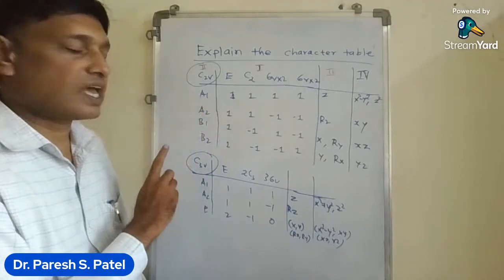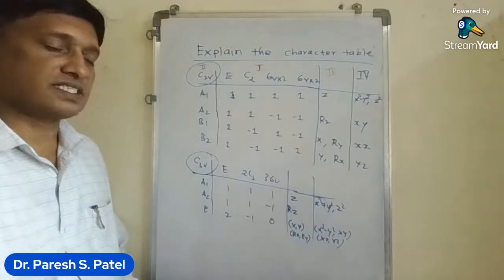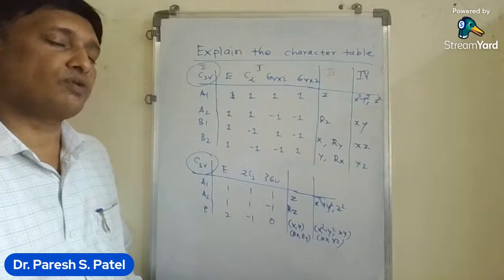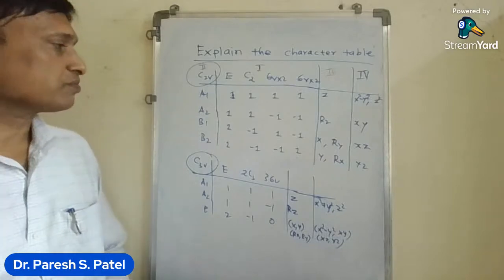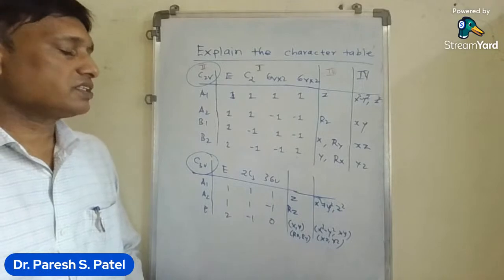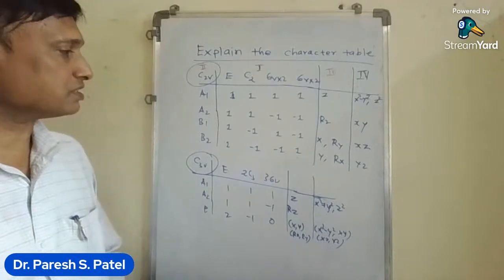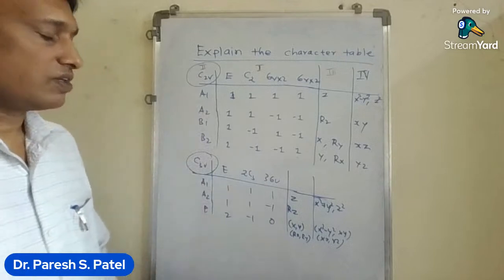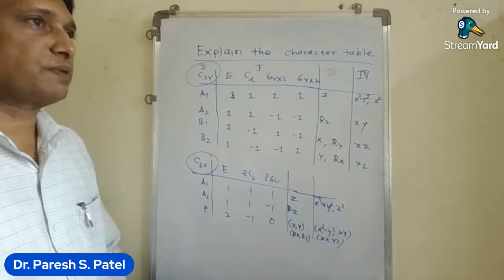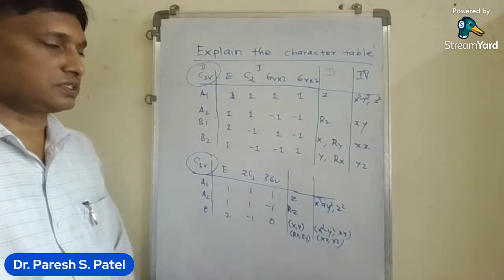If the dimension is one-dimensional, then a capital letter A or B can be used. If the character for the main principal axis is +1, then capital letter A can be used. If the character for the main principal axis is -1, then letter B can be used. If the dimension is two-dimensional, then E can be used. If three-dimensional, then capital T or F can be used. Then subscript: we have to go for the C2 perpendicular to the main principal axis, and if the character for that perpendicular C2 axis is +1, then subscript 1 can be used. If -1, then subscript 2 can be used.